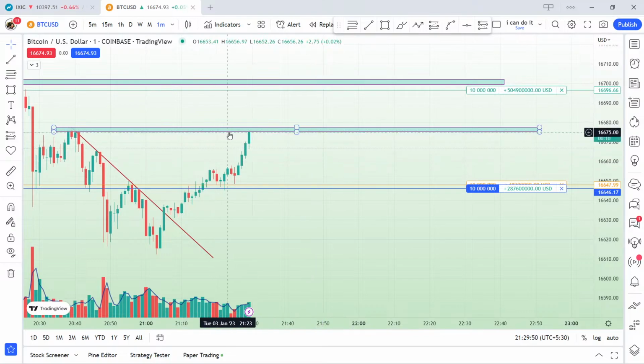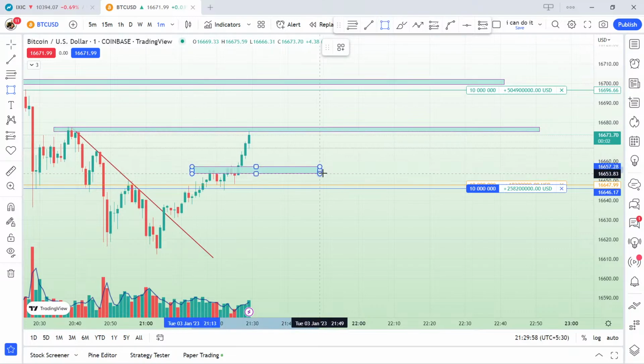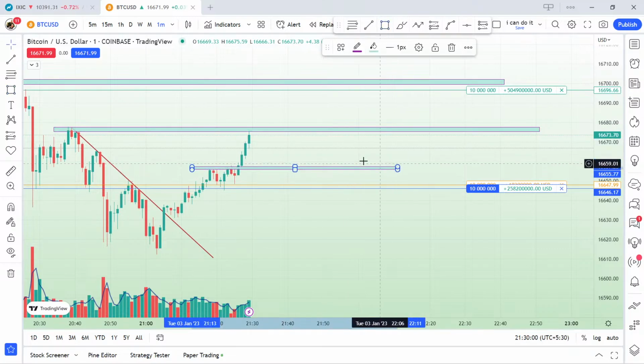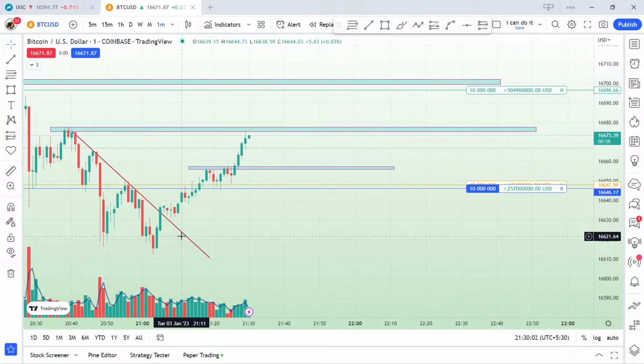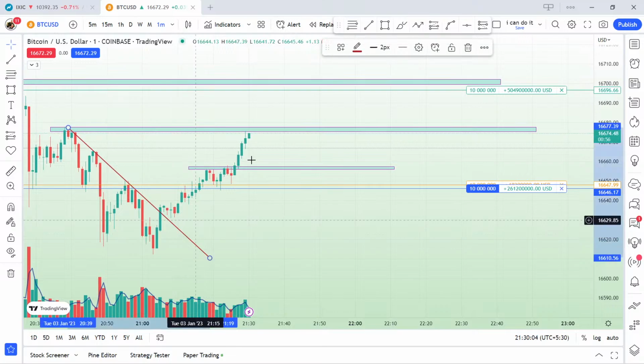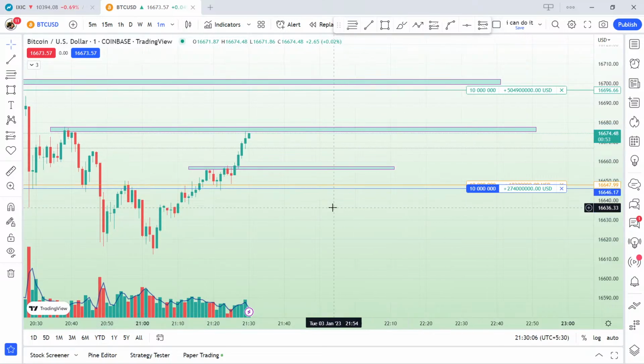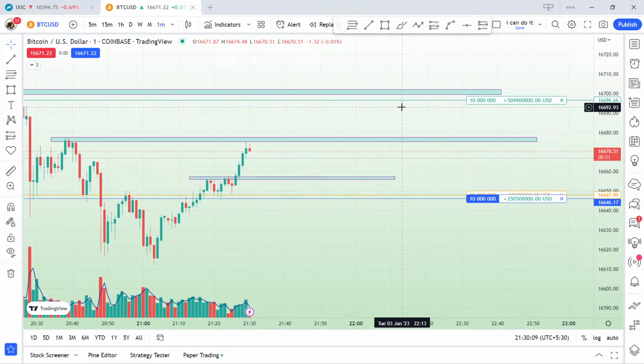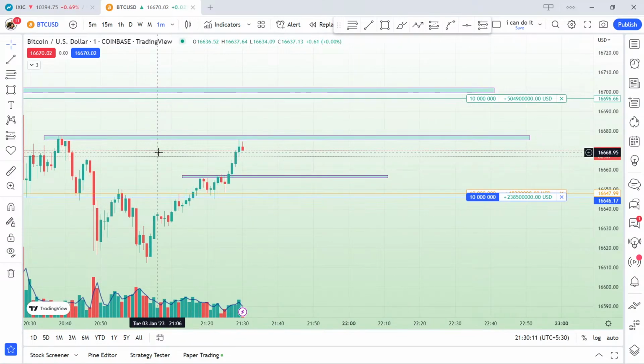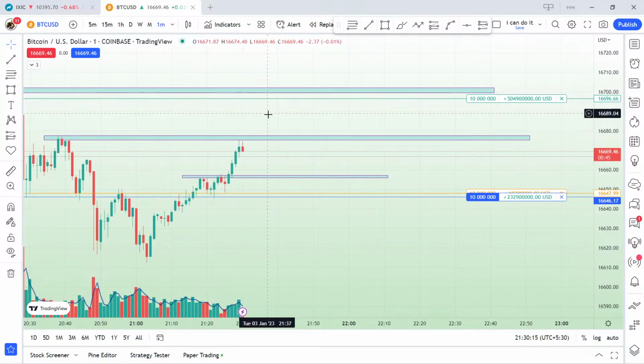The first target is hit, so I'll not remove it. But what I want to do is keep things in mind now. This area becomes a very important zone as a support. This trend line is invalid now. You can delete this, but make sure these three lines are still intact here. So exactly at the resistance area where the first target is here, the market tends to drag again.